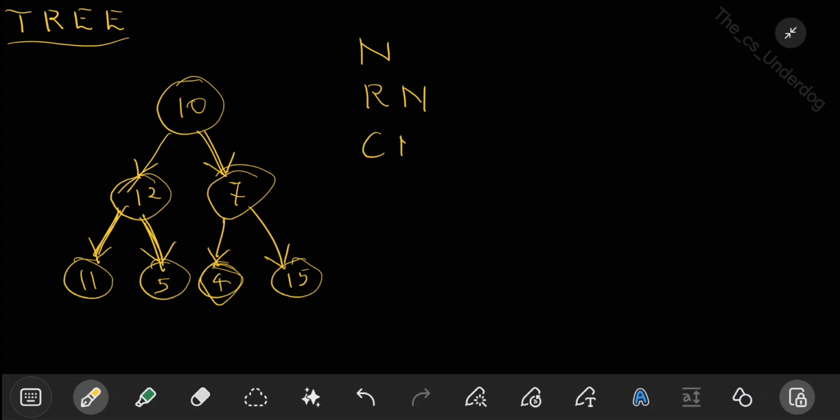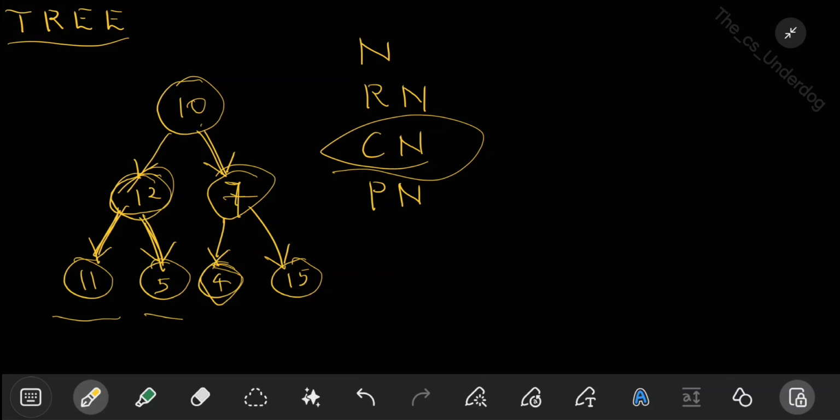The other concept is child node and parent node. Any node which is originating from another node is a child node. For example, 12 is 10's child. 7 is also 10's child. Similarly, 12 is also a parent. 12 is the parent of 11 and 5. So whatever originates from a parent is called a child.